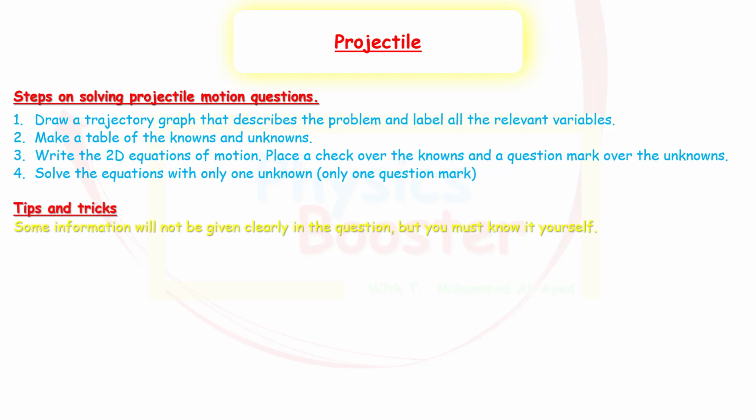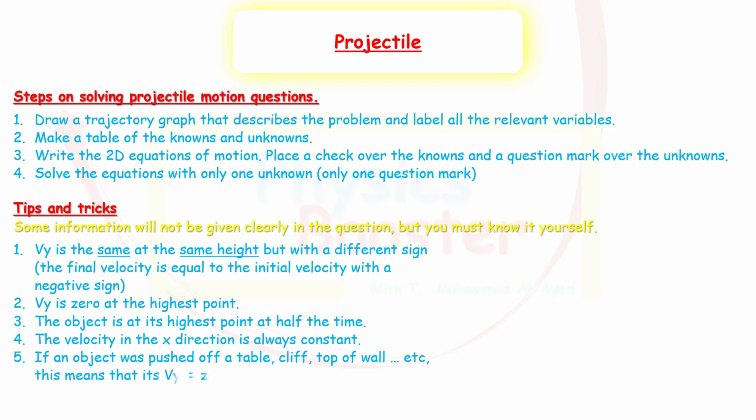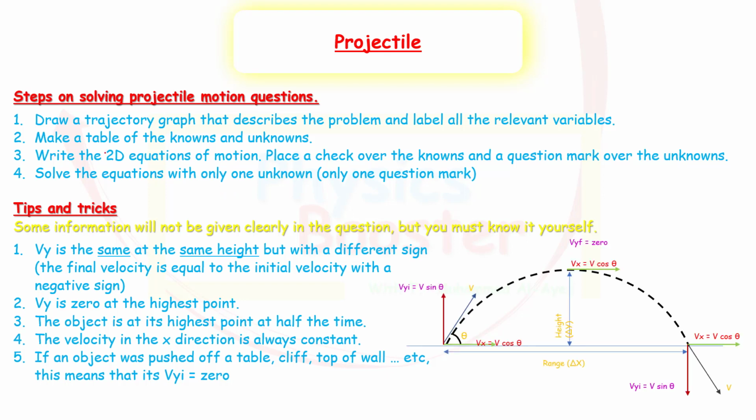Now, some tips and tricks that we must go into detail so we can understand. For example, it's very important to know that the Vy, or the y component of the velocity, is the same at the same height but with a different sign. Okay, what does that mean? For example, let's say that the object is moving in the trajectory motion and it's right here. Okay, at this moment it's right here. Let's say it has a certain distance called y, and it has a certain vertical component.